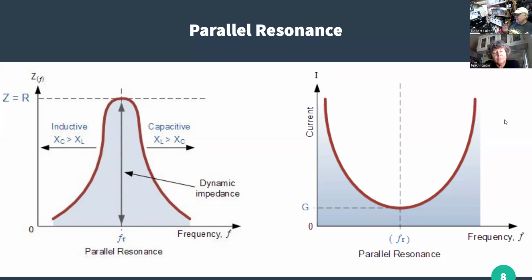So because these parallel and series circuits operate as opposites, we make use of those in electric circuits depending on what we're trying to do. Whether we need something to be passing current at a resonant frequency or blocking current at a resonant frequency.